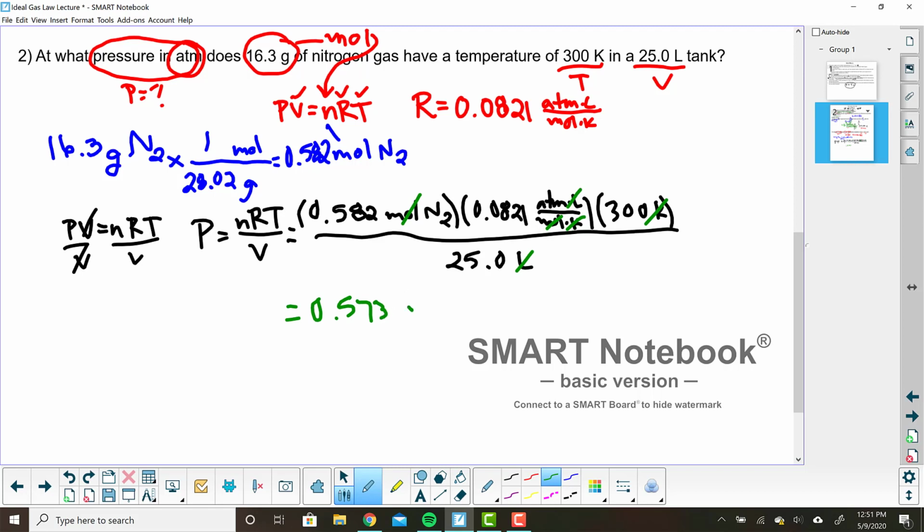0.573 atmospheres, but we need to take a look at sig figs. With our sig figs, our limiting factor here is going to be that temperature. 300 only has one sig fig, so I'm going to need to round this to 0.6 atmospheres, and that is my final answer.